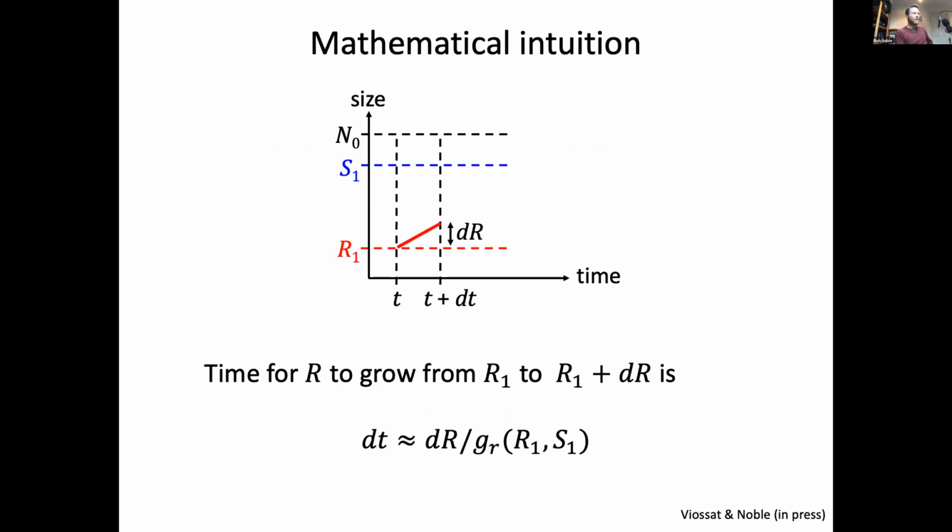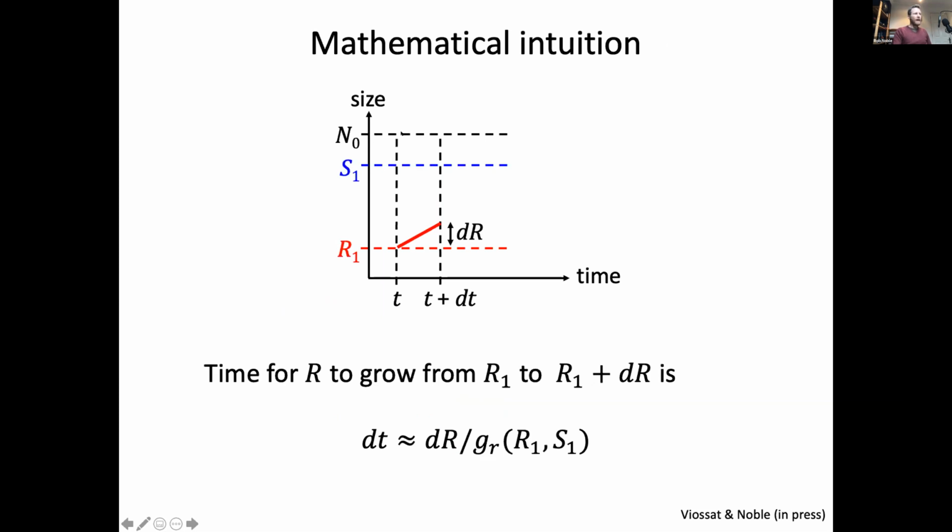So just to give you an idea of the mathematical intuition behind this result, what we see in the top here is a diagram. On the y-axis is the size of the tumor or of the subpopulations S and R. On the x-axis is time, so we're just looking at growth here. And suppose that our tumor initially has size N0, and at some later time point it has the resistant subpopulation has size R1 at time t. And we're going to denote the sensitive cell population by S1.